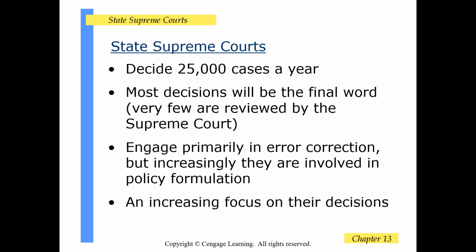Let's talk now about state Supreme Courts. State Supreme Courts decide 25,000 cases a year. Most decisions will be the final word, since very few are reviewed by the Supreme Court of the United States. State Supreme Courts engage primarily in error correction, but increasingly they are involved in policy formation. There's an increasing focus in the public on these courts' decisions.